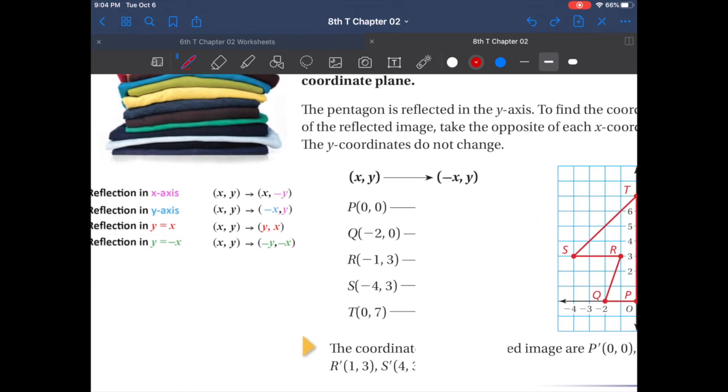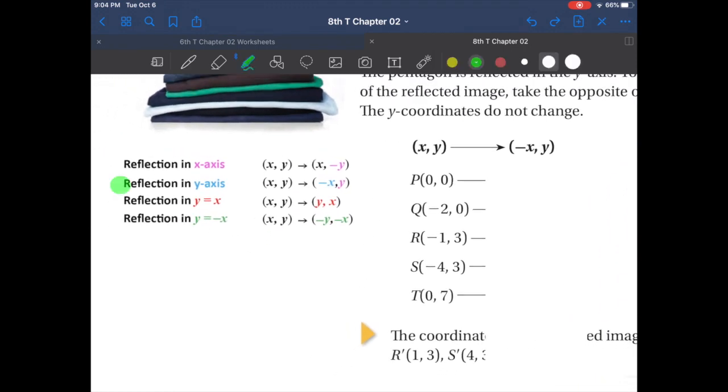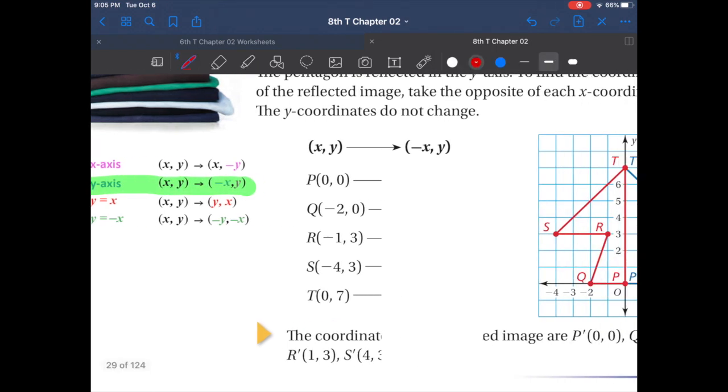So they already did that image like that. Now all they want to do is find the other points. So how can we figure that out? We are going to reflect across the y-axis, we said, right? So that means we need to change our numbers into, here it is, negative x and y. Well, lucky for us, 0 and 0 cannot be positive or negative, so 0 and 0 stays the same.